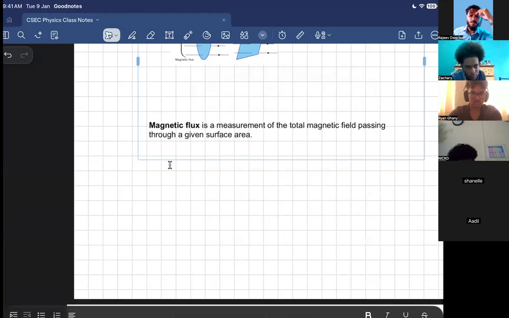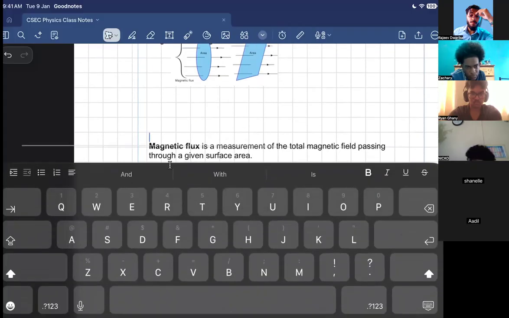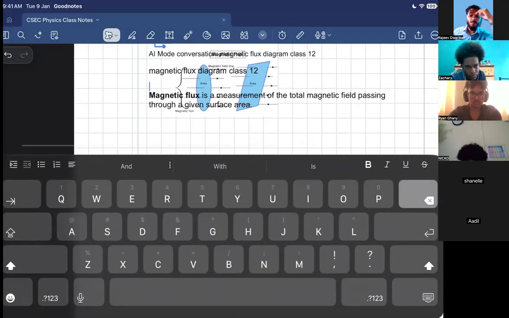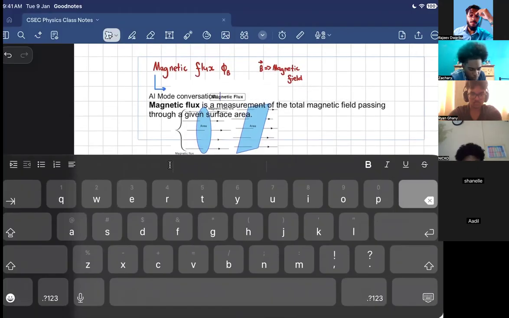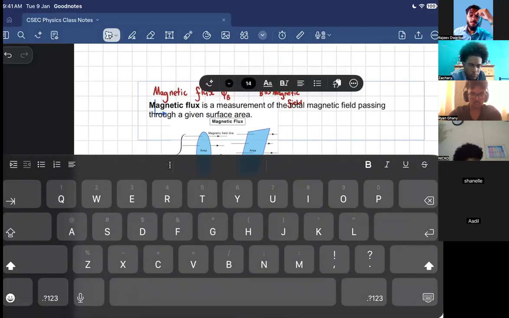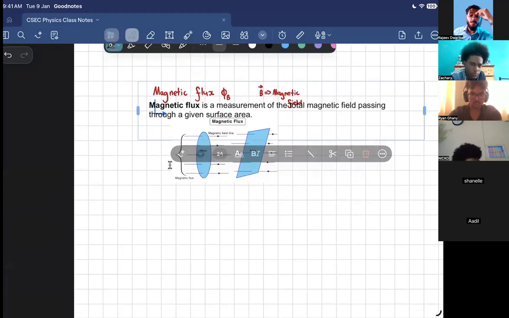Alright, so in the next session, we are going to look at Fleming's right-hand rule, Fleming's left-hand rule, AC generators, and DC motors. Yay!